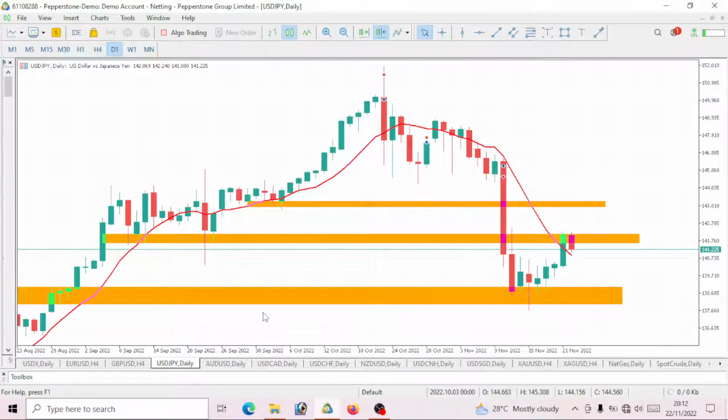So to be able to predict this price itself, I want you to watch the video on DXY. I've done analysis on it. You should be able to watch the DXY video and understand how the DXY pairs will be moving, so as to understand this movement on USDJPY.